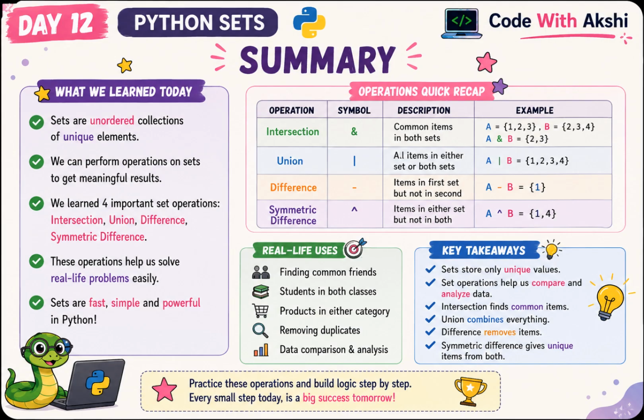Now let's quickly revise today's lesson. Today we learned what a set is, how to create a set, and how to add and remove items. Union combines all the unique elements, intersection finds the common elements, and difference finds the unique elements from one set. Sets are simple, fast, and extremely useful whenever you need unique values.